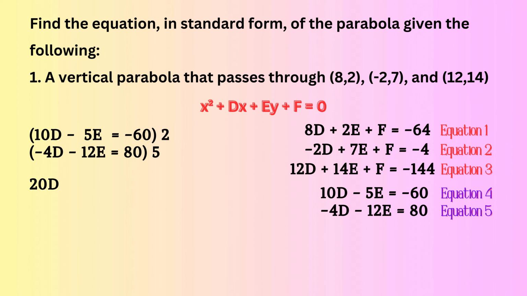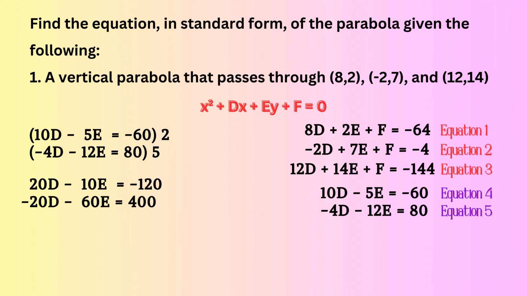So, 10d times 2 is 20d, negative 5e times 2 is negative 10e, and negative 60 times 2 is negative 120. And for equation number 5, negative 4d times 5 is negative 20d, while negative 12e times 5 is negative 60e, and 80 times 5 is 400.